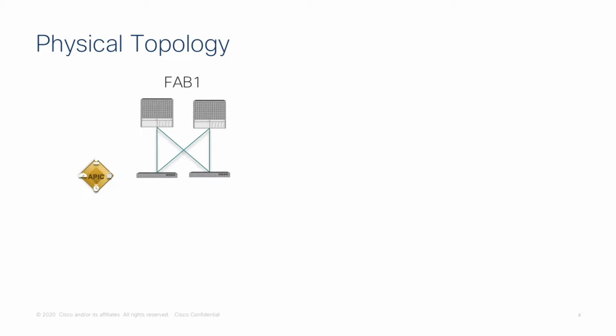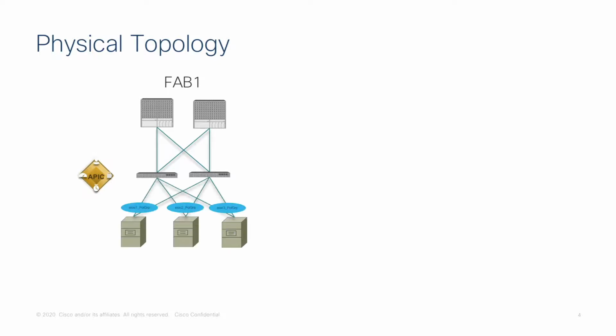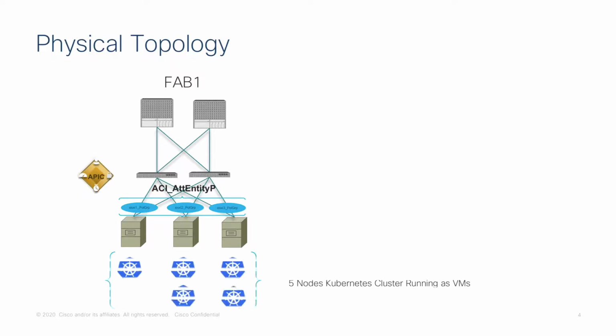Our physical topology is quite simple. We're going to use a 2-spine ACI fabric, and to this fabric we are going to connect 3 ESXi nodes via 3 virtual port channels, as shown in the picture. These virtual port channels are mapped to the same ACI attachable entity profile, and I'm going to deploy 5 Ubuntu VMs. We will configure them manually so that all the requirements and steps are clear, but it's also possible, and frankly quite easy, to use Terraform and Ansible to completely automate your cluster deployment.